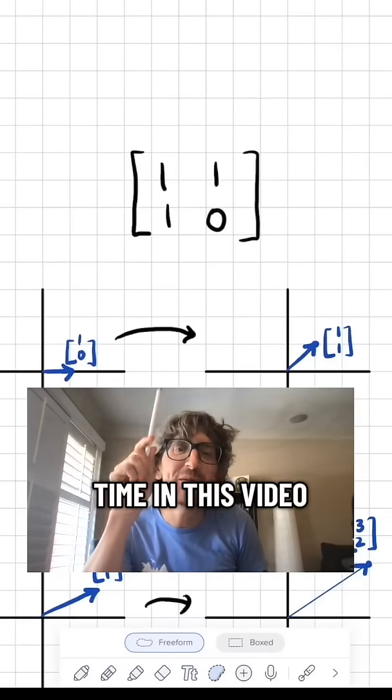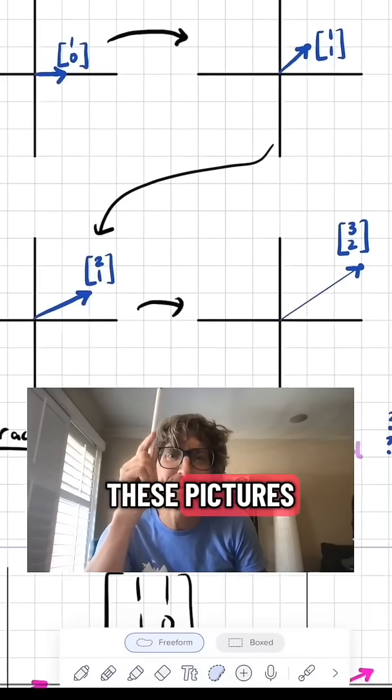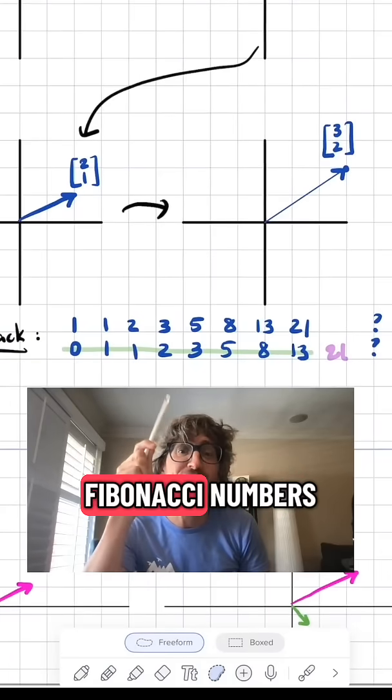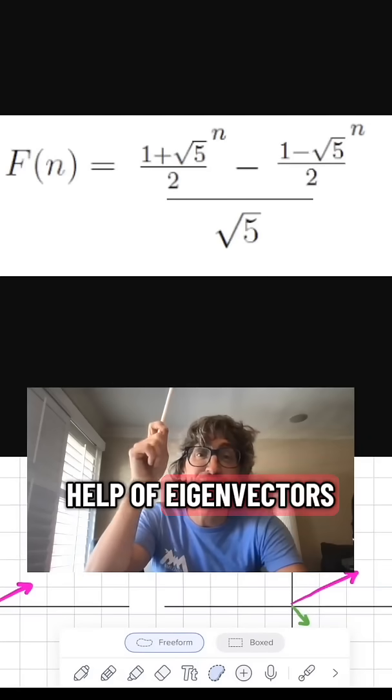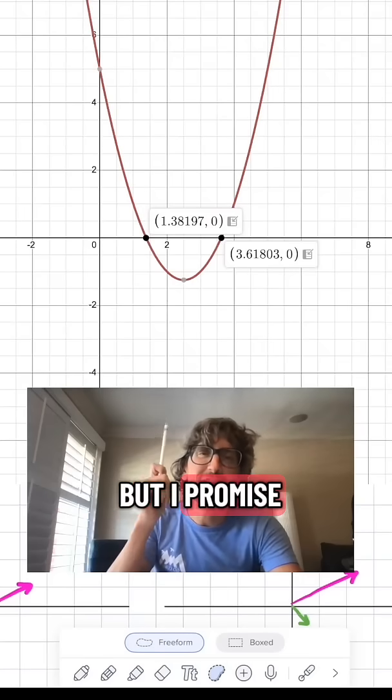I don't have time in this video, but there's actually a beautiful story that starts with this matrix and goes through these pictures and actually ends up with the Fibonacci numbers. And with the help of eigenvectors, you actually get formulas like this for Fibonacci numbers. It's so cool. Okay, but I promised to talk about this parabola.